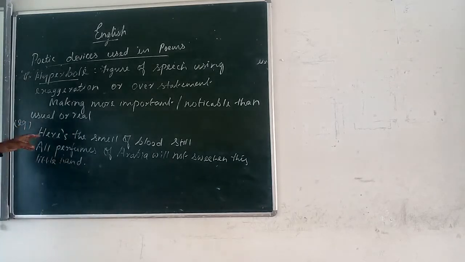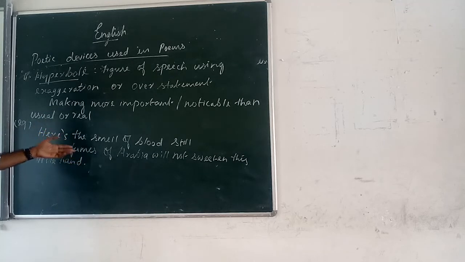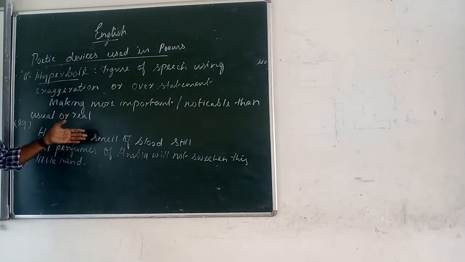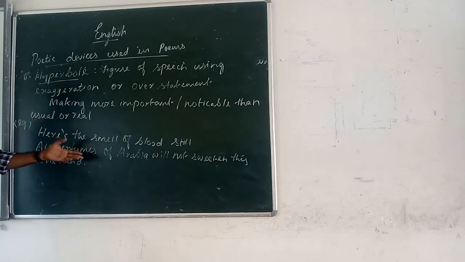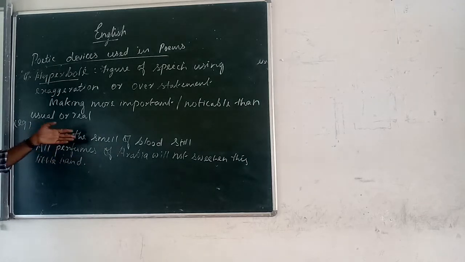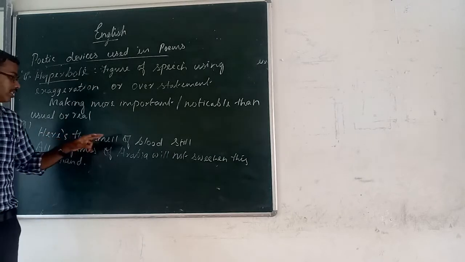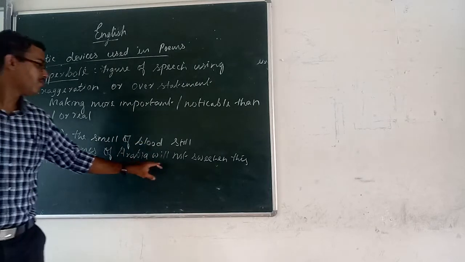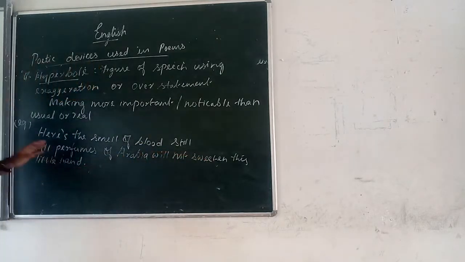Here, this statement is made by Shakespeare while describing Lady Macbeth. She was guilty of murdering King Duncan. So she washes her hands repeatedly with perfumes and other things. At the same time, to give more importance to the sentence, he explains that here's the smell of blood. Still, all perfumes of Arabia will not suit this little hand.